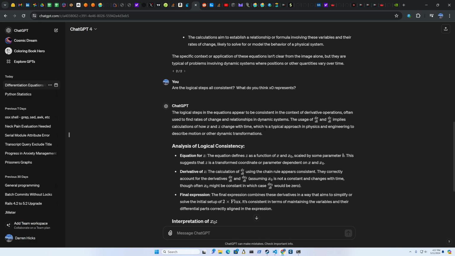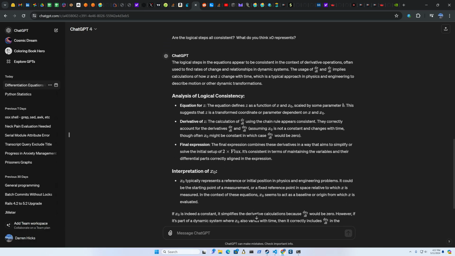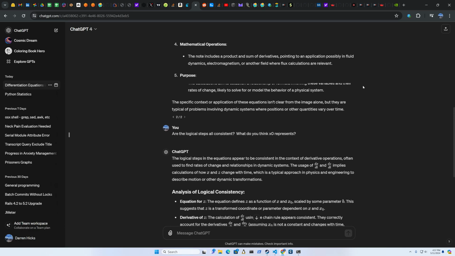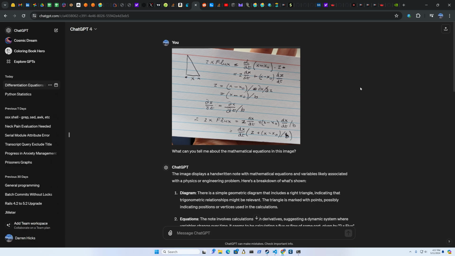The logical steps in the equations appear to be consistent in the context of derivative operations, often used to find rates of change and relationships in dynamic systems. The usage of dx/dt and dz/dt implies calculations of how x and z change with time, which is a typical approach in physics and engineering to describe motion or other dynamic transformations.